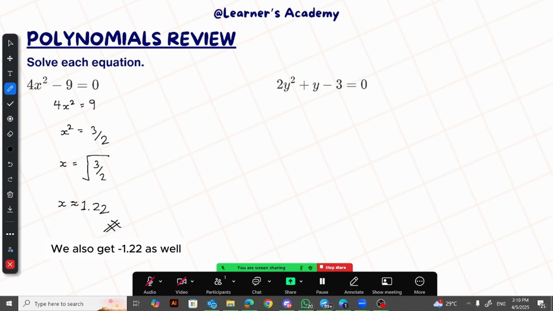The second question gives us 2y squared plus y minus 3 equal to 0. For this question, we cannot approach it the way that we did with the first question. We have to use what we call a cross method. So before doing our cross method, we have to figure out things that we can learn from just looking at this equation. So we have the ending number, which is 3, and the coefficient of y squared, which is 2.